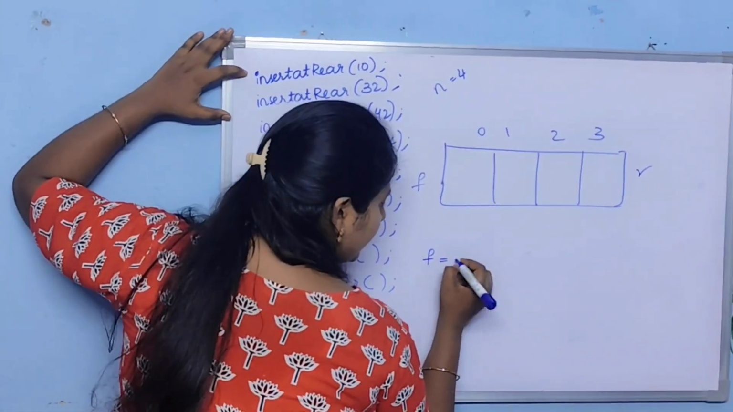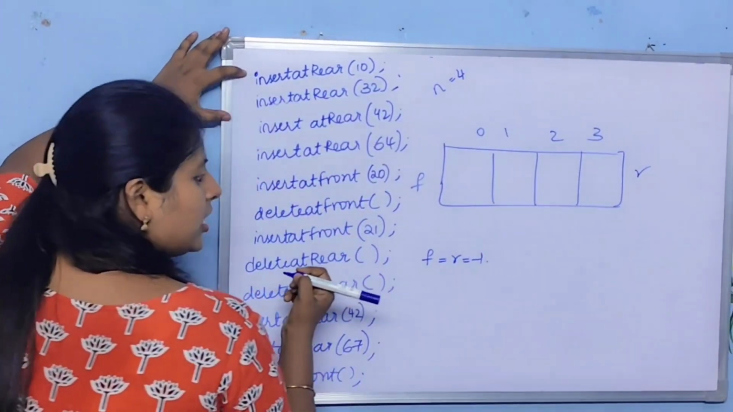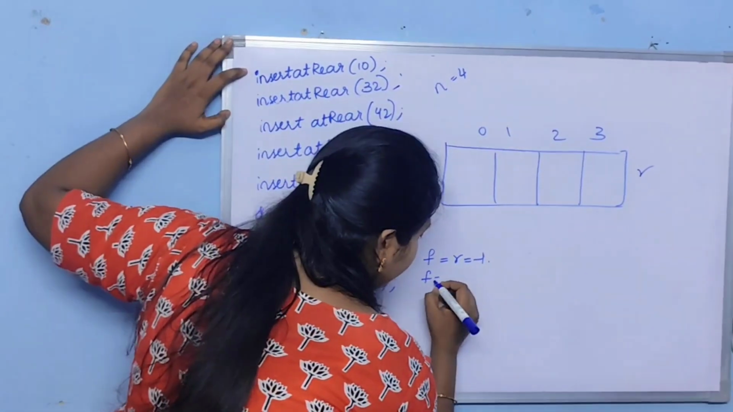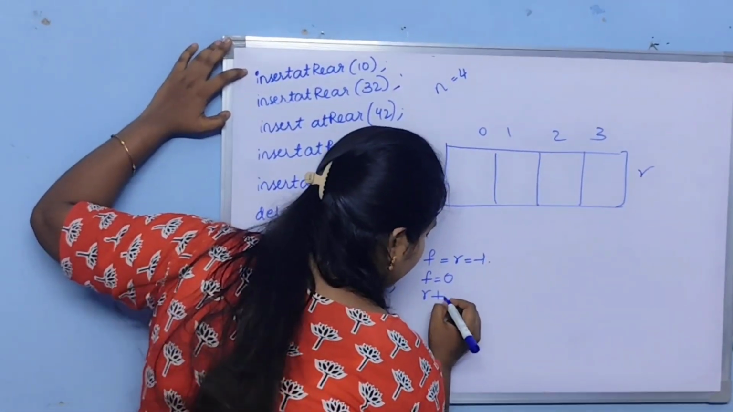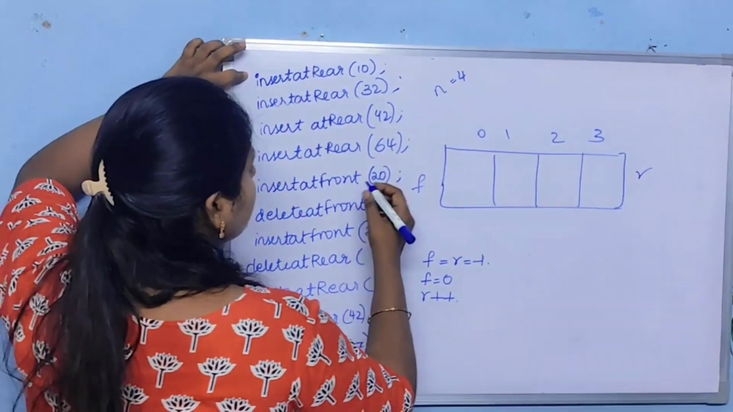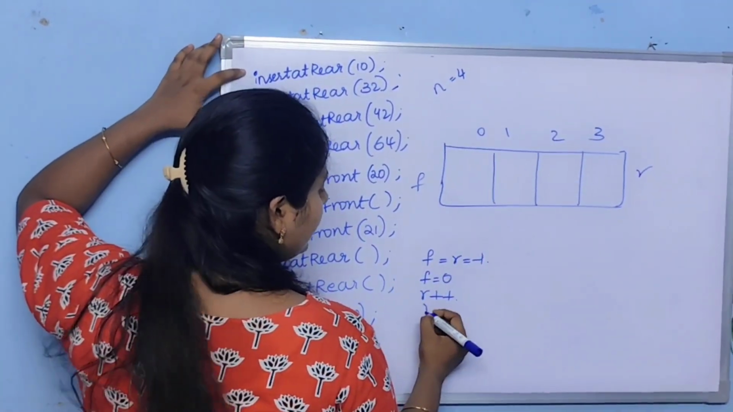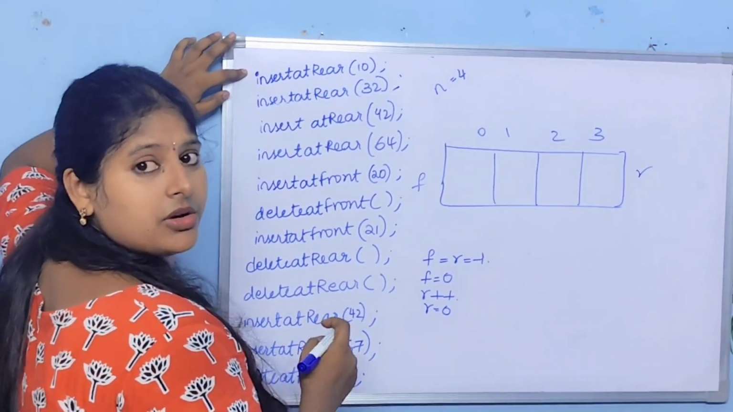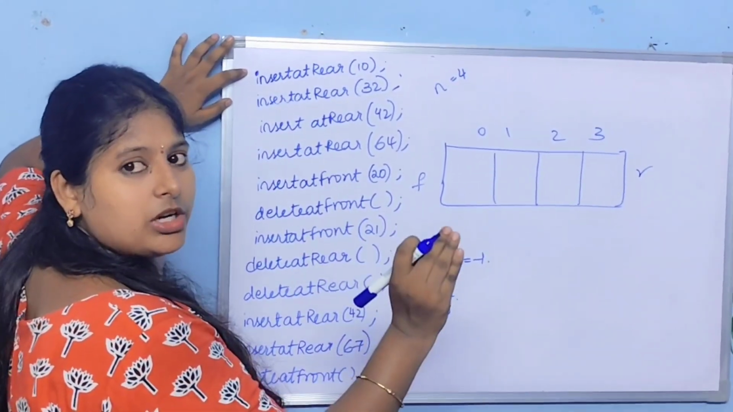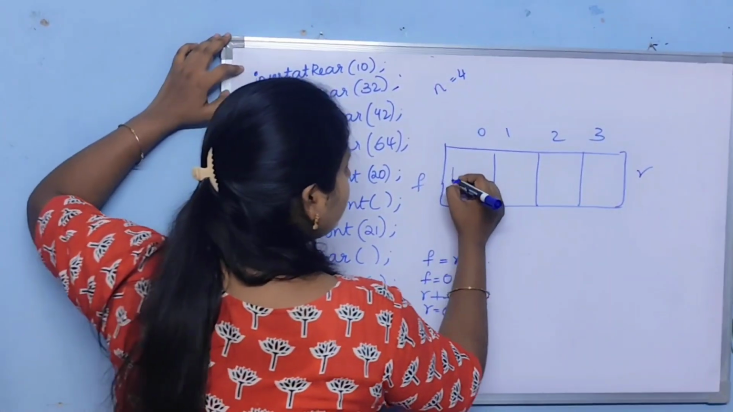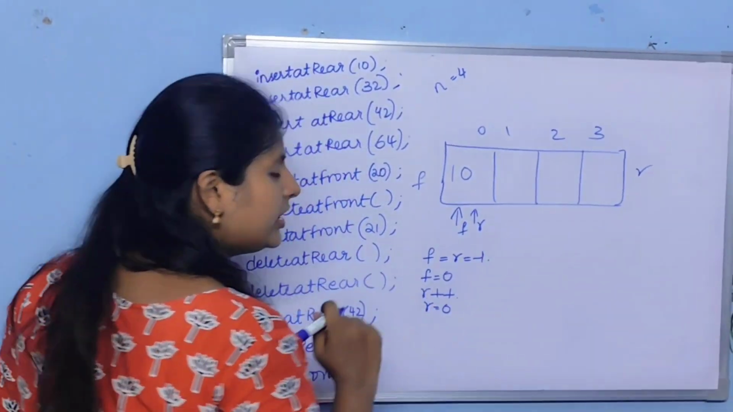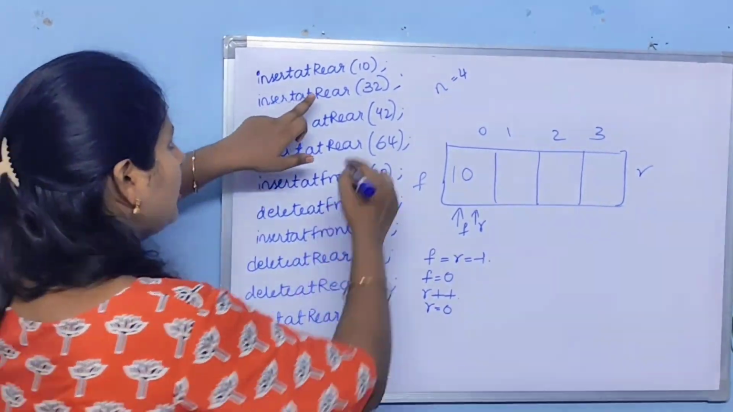Initially the queue has front equals to rear equals to -1. So when you try to add the first element, front gets initialized to 0 and rear gets incremented. Okay? So rear equals to 0 now, since it is incremented from -1 to 0. Now 10 is stored at the 0th position, that is front and that is also rear.